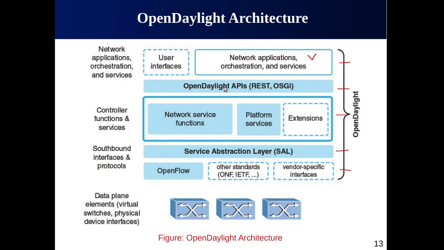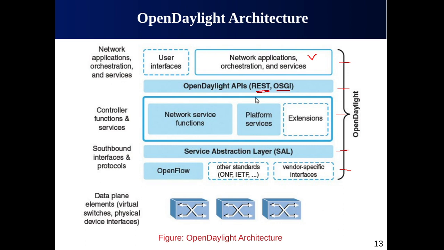Then we have at the second layer APIs. OpenDayLight APIs: REST, we already shed some light on the REST. What is new is the OSGI, which is another API. OSGI stands for Open Service Gateway Initiative, and it is like a set of common interfaces. So OpenDayLight supports the OSGI framework.